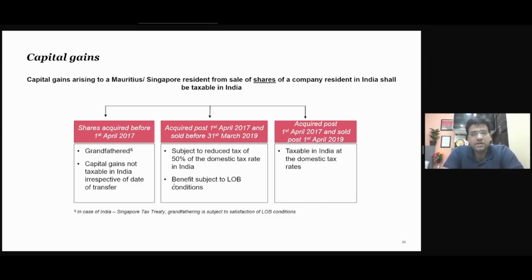Then around 2017, there was an amendment, based on which it was said that earlier shares will be grandfathered, but any shares acquired post April 2017 will be taxed in India. Though a two-year cooling period was given, where the taxation was reduced to 50%. But yes, after 1st April 2017, those capital gains will be taxed in India. That is what came in these two treaties, and it created a lot of buzz around FDI and foreign investment players.